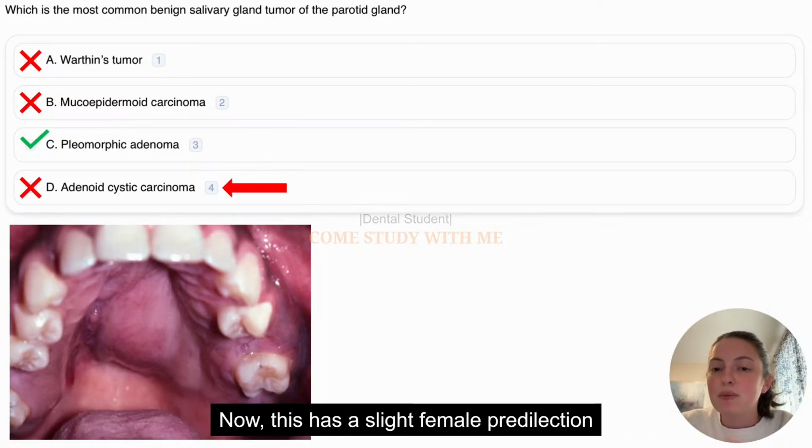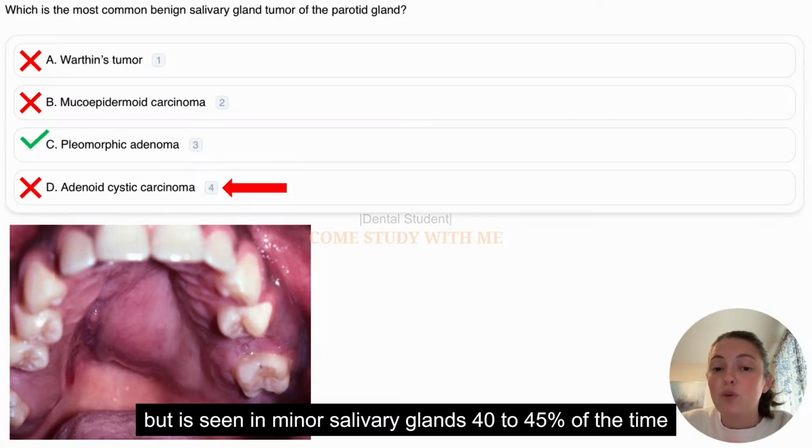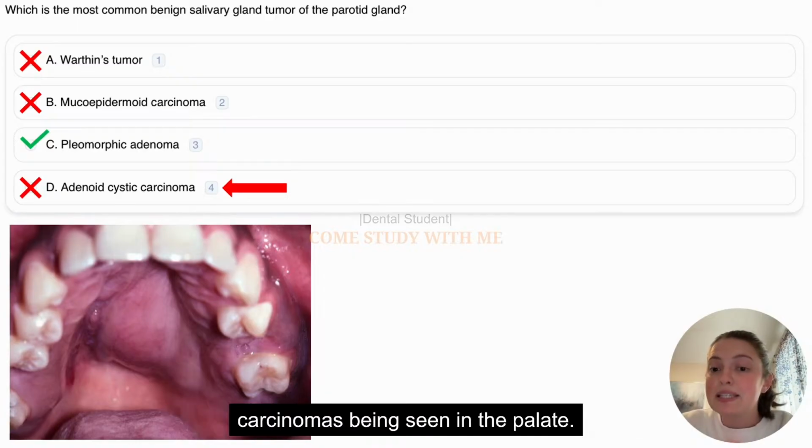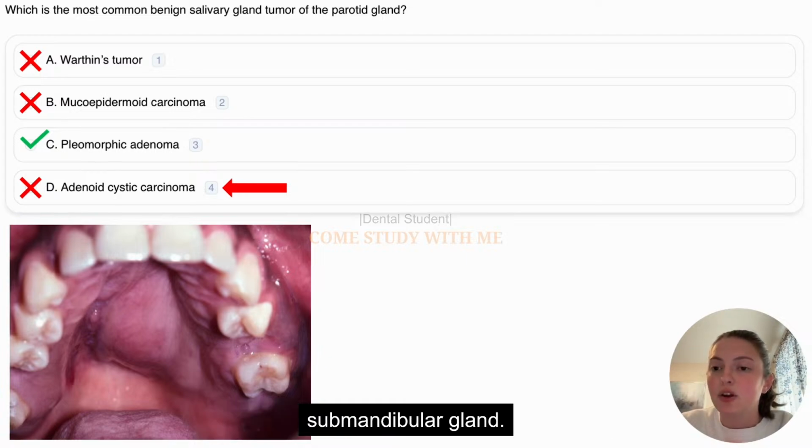Now, this has a slight female predilection and is seen most often in the 5th decade. This lesion can occur in any salivary gland, but is seen in minor salivary glands 40 to 45% of the time, with 50% of all minor salivary gland adenoid cystic carcinomas being seen in the palate. It represents 2% of parotid tumors and is the most common malignancy in the submandibular gland.